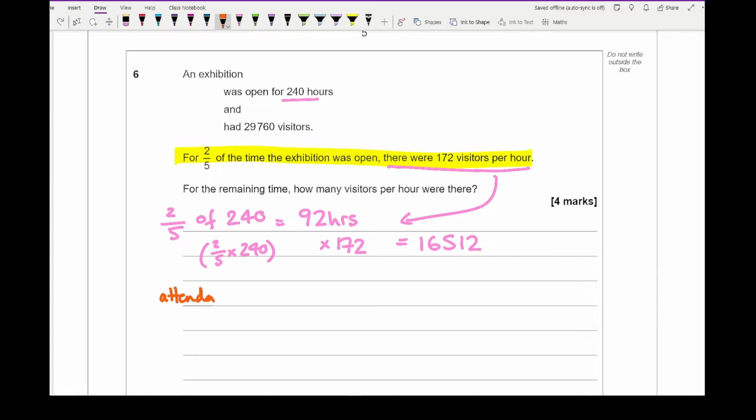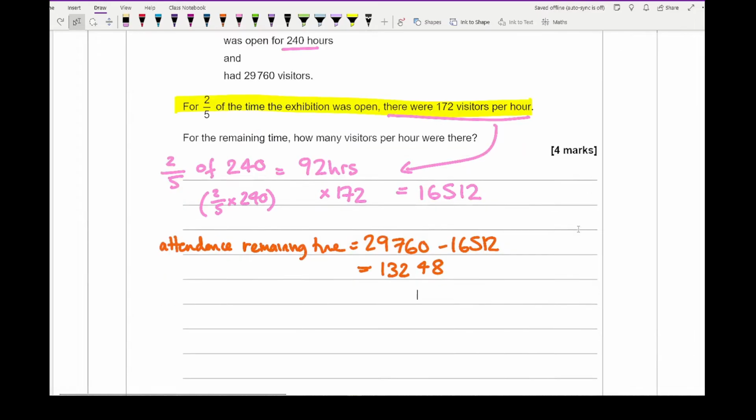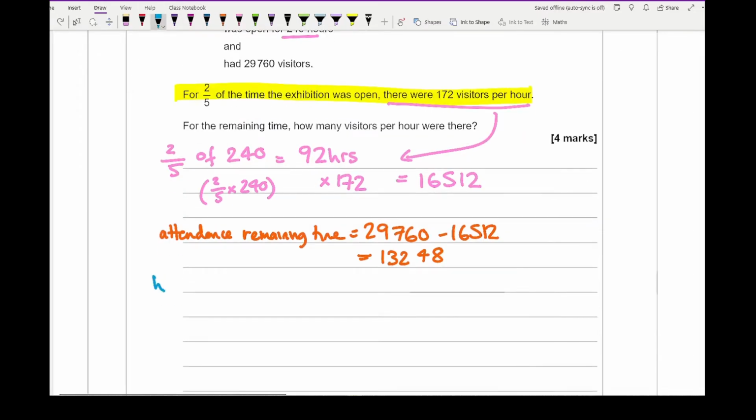Now from this, what I can then do is work out the attendance of the remaining time. So attendance of the remaining time is going to be 29,760 minus 16,512, which gives me an answer of 13,248. Let me just make sure that 2 looks like a 2, not a 12. Now from this, what I then want to do is work out how many hours are left. So the hours left, and that's going to be 240 minus 92, which is 144 hours.